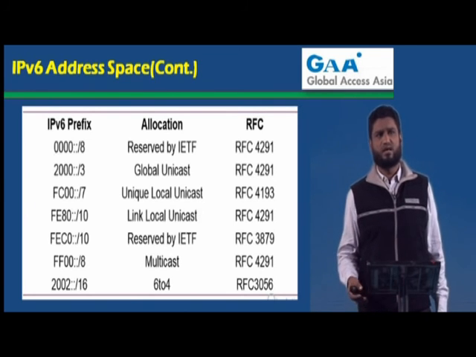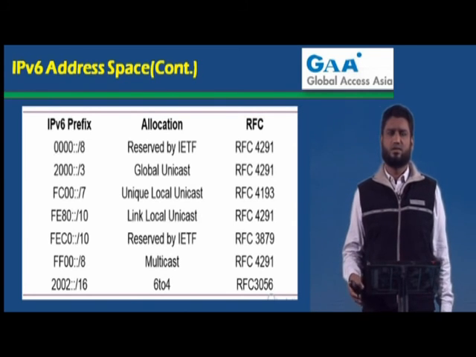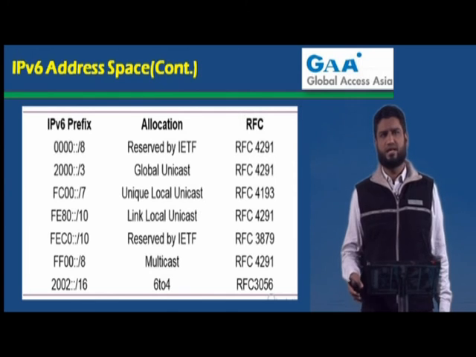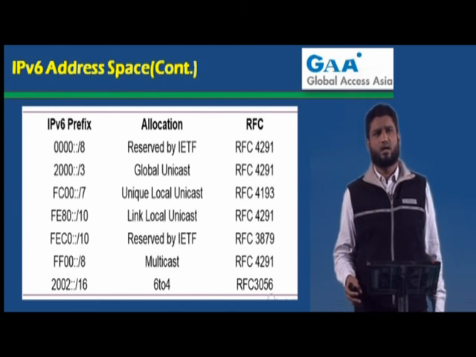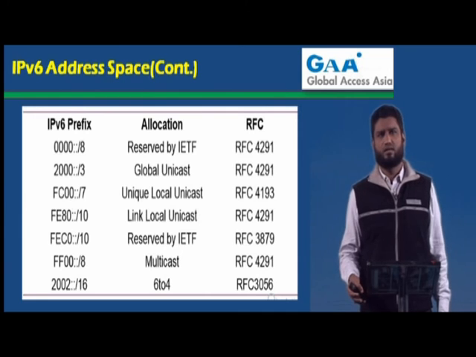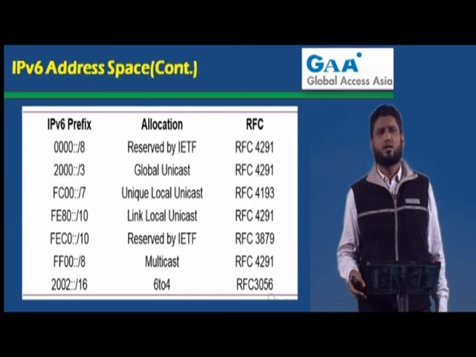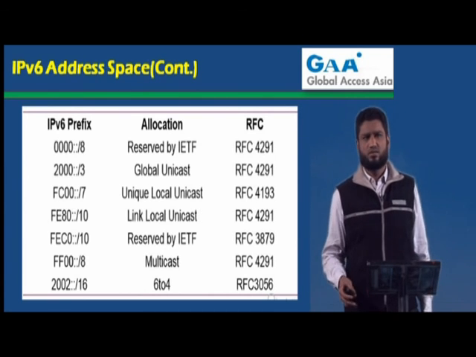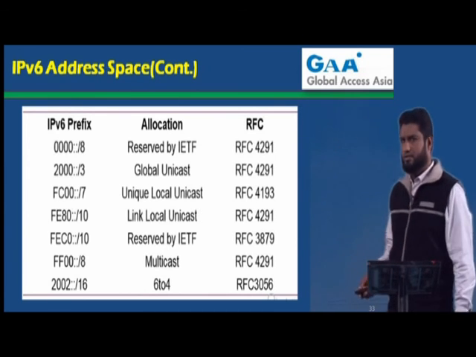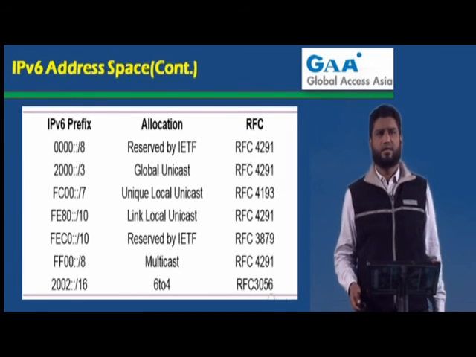I can show some examples here. Suppose 0000::/8 reserved by IETF, and 2000::/3 global unicast, as well as lastly 2002::/16, 6to4, RFC 3056, as well as. So this table you can see very briefly here.